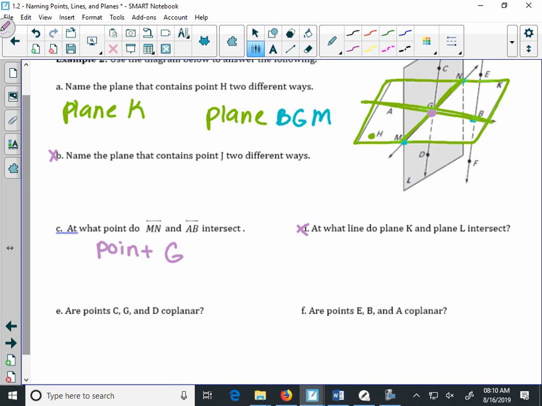Are points C, G, and D coplanar? So here is C, here is G, and here is D. Are they all inside the same plane? Are they all inside that shaded plane? Yeah, so they're coplanar. They're all inside the same plane.